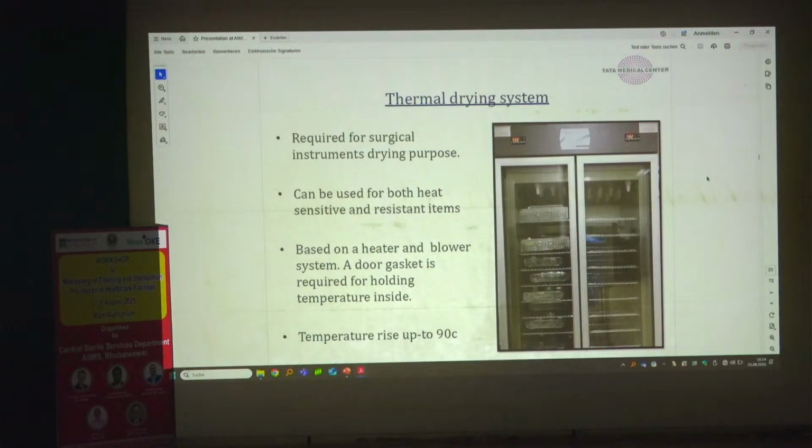It can be used for both heat sensitive and heat resistant items, because in our hospital, in one drying cabinet we have two consoles. It is from Sterilium from Australia, which can give both in one machine, so that we can use the heat sensitive item and heat resistant item both inside. It is based on a heater and blower, and a door gasket is there for holding the temperature. The temperature can rise up to 90 degrees centigrade.